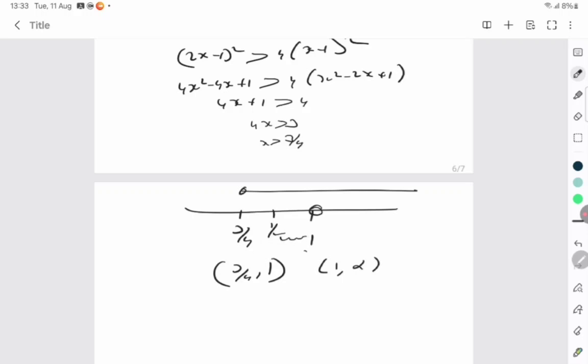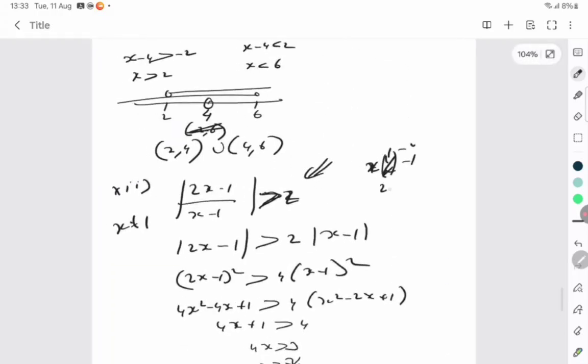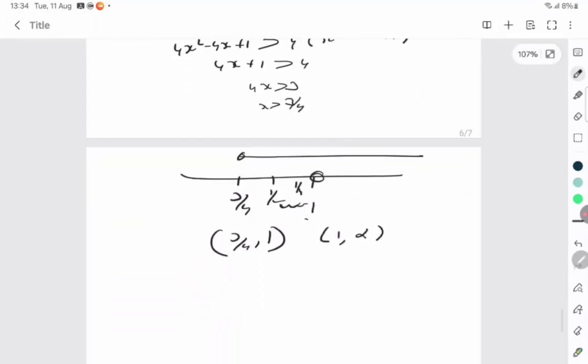Can I include numbers from 1 by 2 to 1? Let's see. Let's give 1 by 4. Put here. 2 into 1 by 4 minus 1, just 2 into minus 3 by 4, mod of minus 3 by 4. It's becoming 2, but it has to be greater than 2. So you cannot put 1 by 4 also. Can I put 1? If I put 1, 2 minus 1 is becoming 1. I cannot put 1 also.